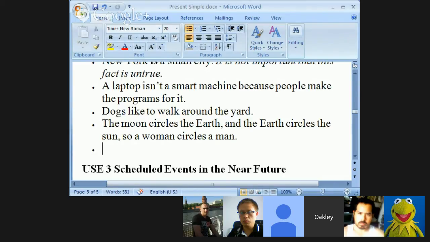Okay. All right. Fact, generalization, maybe stereotype. Okay. Fine. Julio. A fact, generalization, stereotype. What do you got? Mexicans know how to repair cars very well.